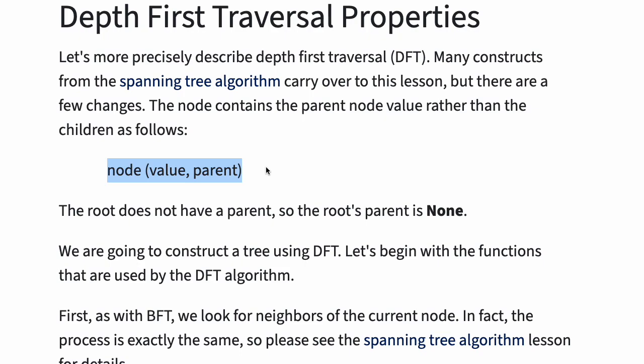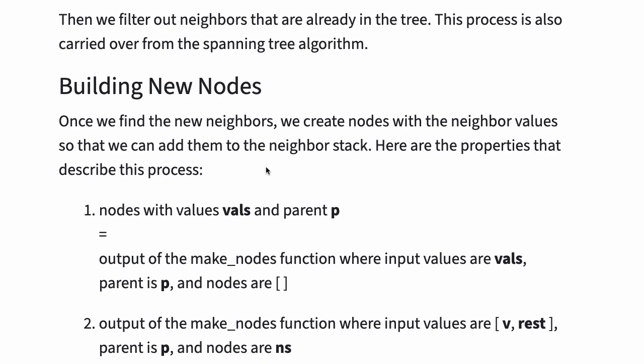Let's begin with the functions that are used by the DFT algorithm. First, as with BFT, we look for neighbors of the current node. In fact, the process is exactly the same, so please see the spanning tree algorithm lesson for details. Then we filter out neighbors that are already in the tree. This process is also carried over from the spanning tree algorithm. Once we find the new neighbors, we create nodes with the neighbor values so that we can add them to the neighbor stack. Here are the properties that describe this process.